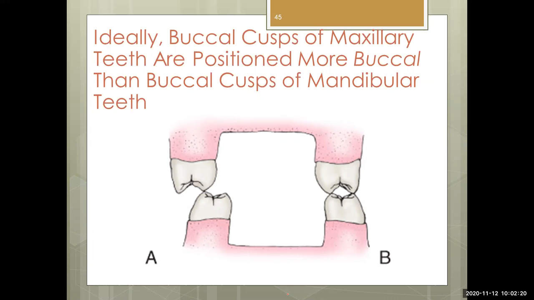So ideally, the buccal cusp of the maxillary teeth are positioned more buccal than the buccal cusp of the mandibular teeth. So look at this, there is no intercuspation going on here at all. So you've got a true crossbite here, and this is going to be end to end. So there's degrees of crossbites.